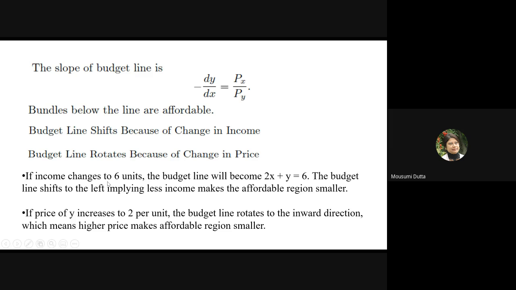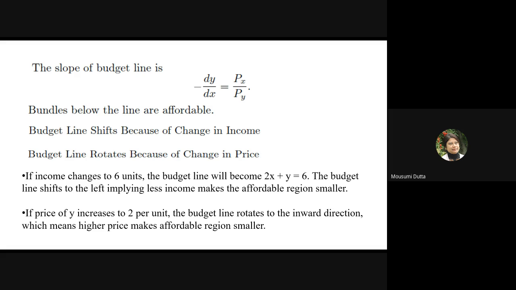Now, if income changes to 6 units, the budget line will become 2X plus Y equals 6. On the other hand, if the price of Y increases to 2 per unit, there will be a change in the slope of the budget line. Last day, I stopped with the idea of shift of the budget line and the rotation of the budget line.